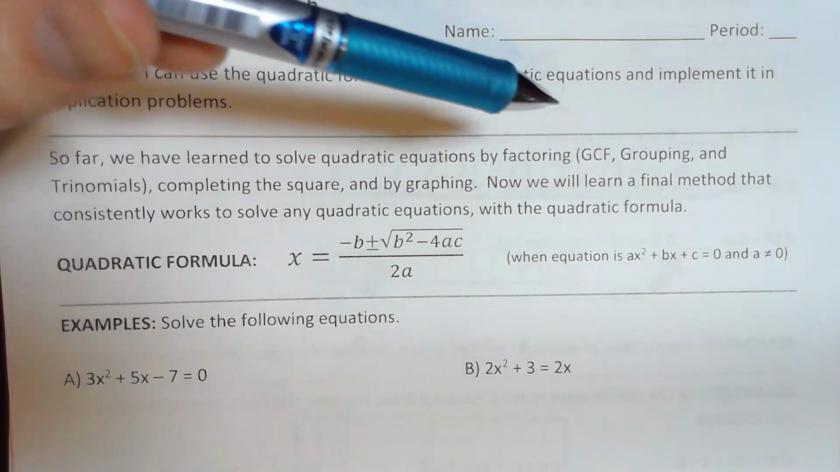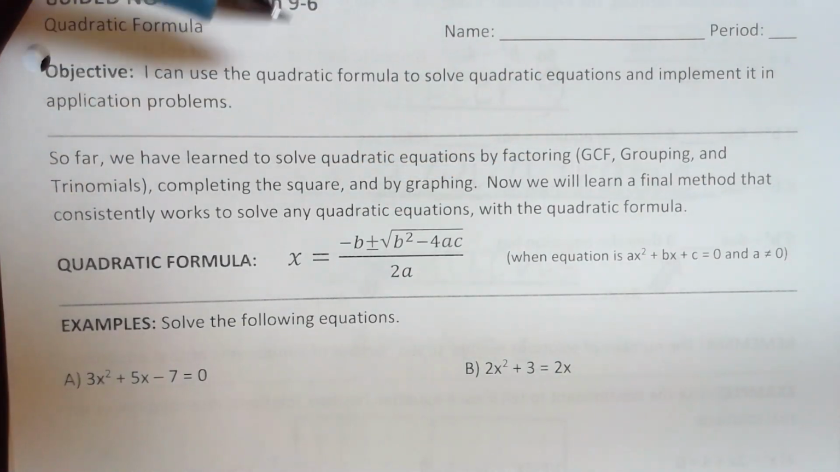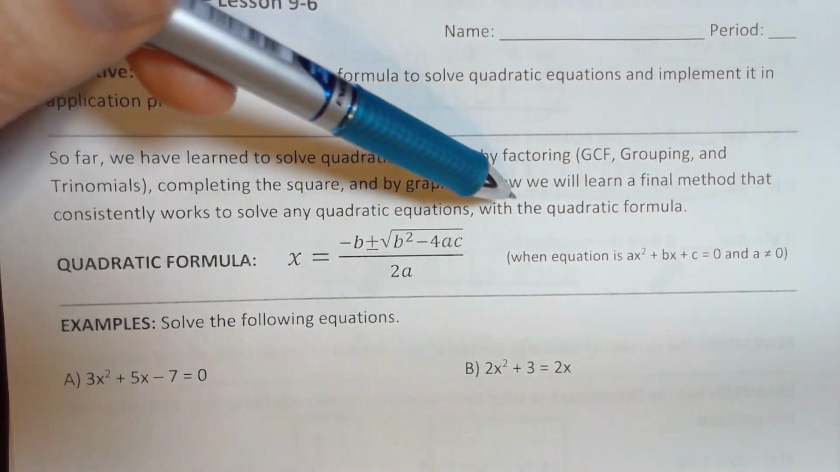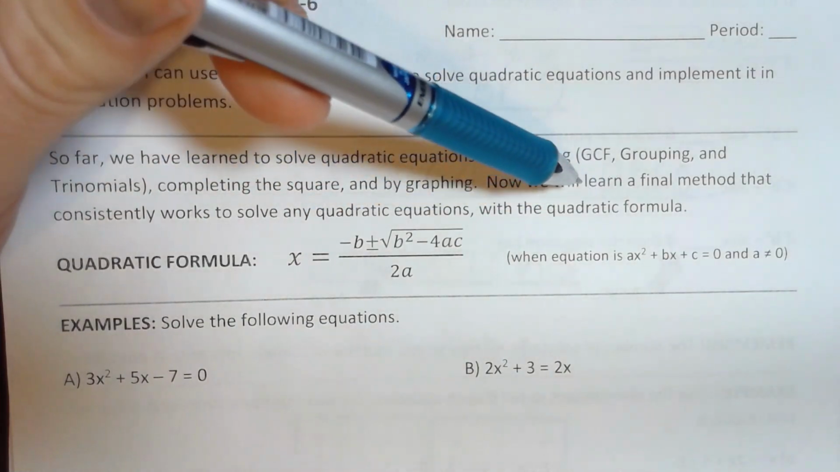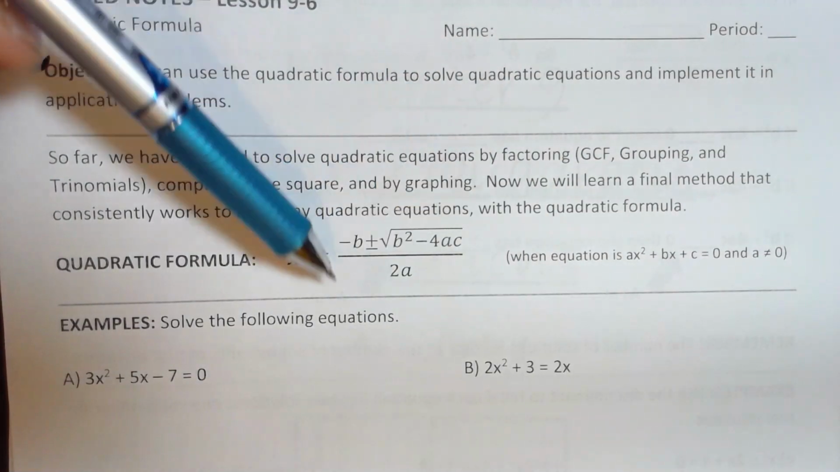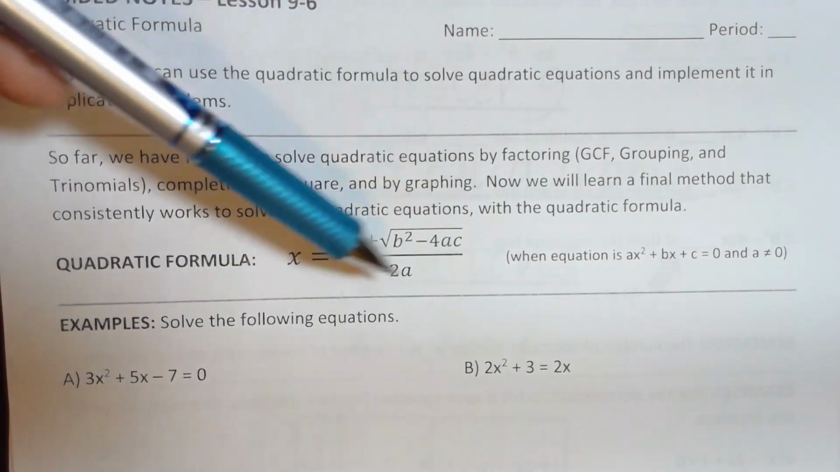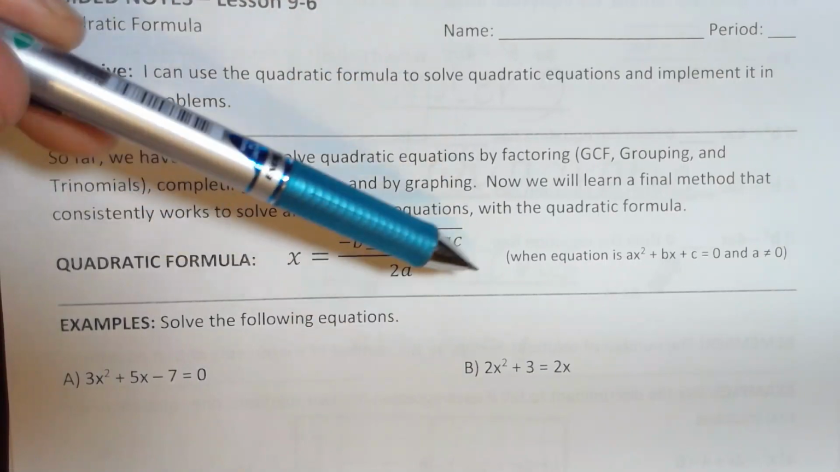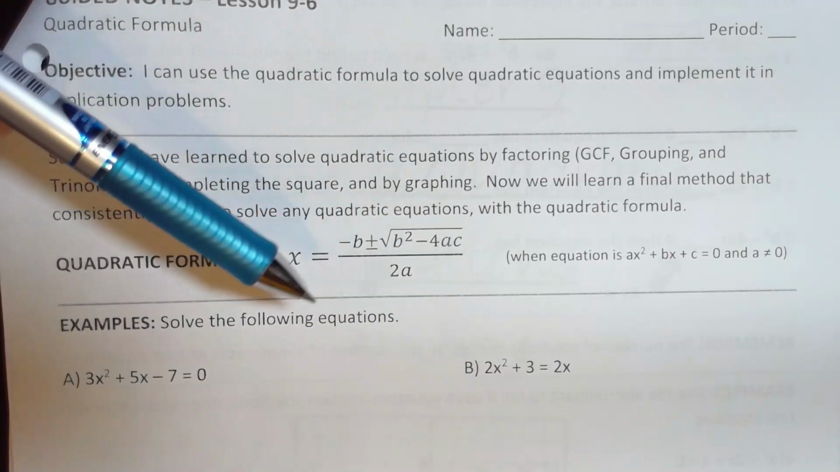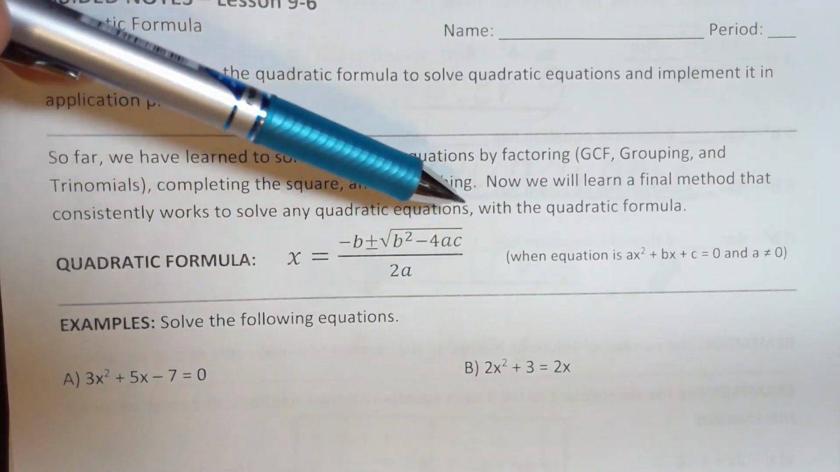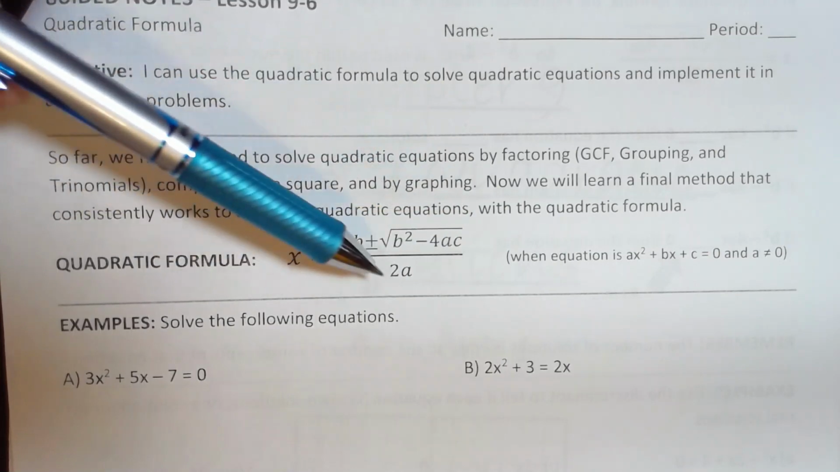Now we are going to learn a final method that consistently works to solve any quadratic equation, and it's called the quadratic formula. Now, a lot of you are going to ask, Mr. Gibbs, why didn't you just teach us this to start with, and we just use this every time, since this is the thing that works always for us? And so does completing the square. Well, I'm going to say it's because there's a bunch of reasons.